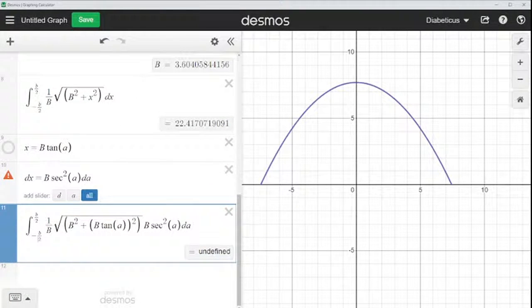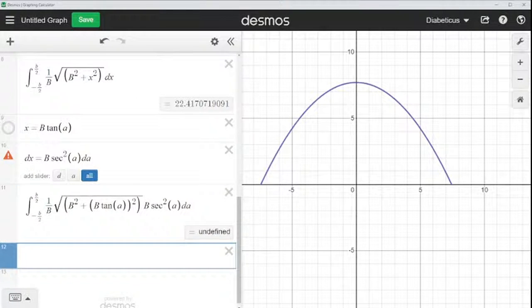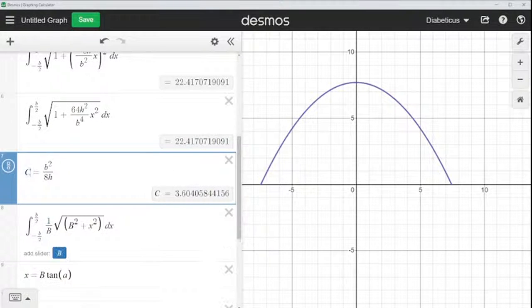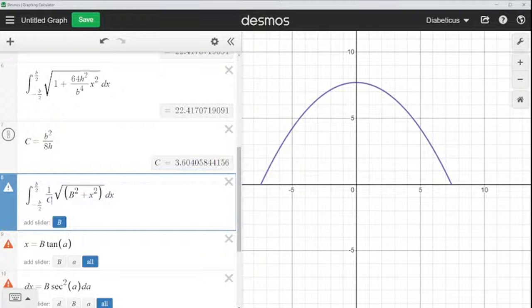Okay, so we let x equal to small b. Let's change this to a c now, because we have a b on the run.